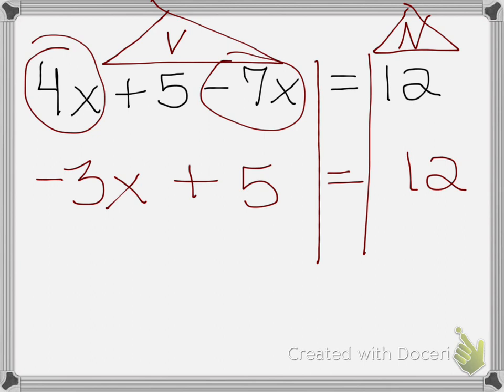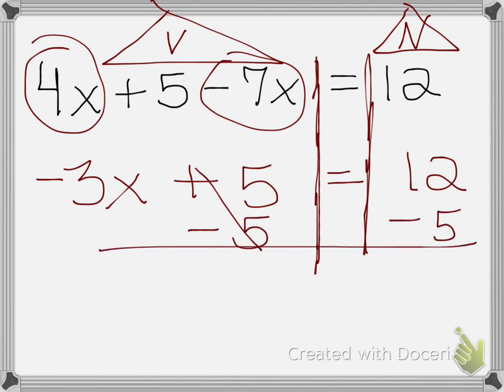Now, once again, the rule is make sure in your variable house you have nothing but variables. In your number house, you have nothing but numbers. So let's look over here in the variable house. Somebody needs to go. And it's that positive 5. So since positive 5 has to cross over this beautiful gate that I drew, it's going to be opposite of what it is. Opposite of positive 5 is negative 5. So now I bring down my negative 3x and my equal sign. And 12 minus 5 will give me 7.